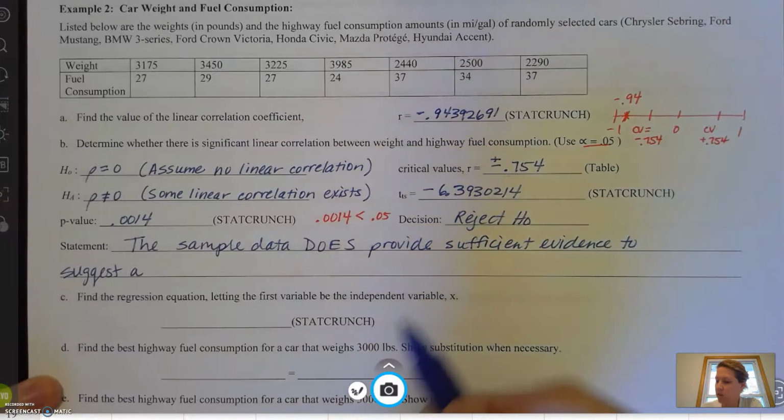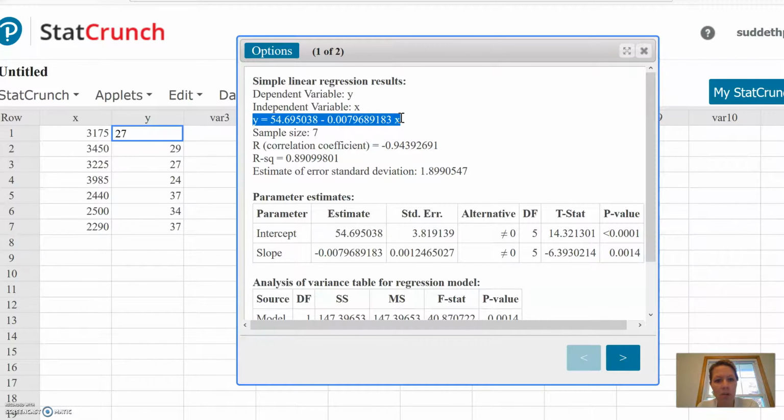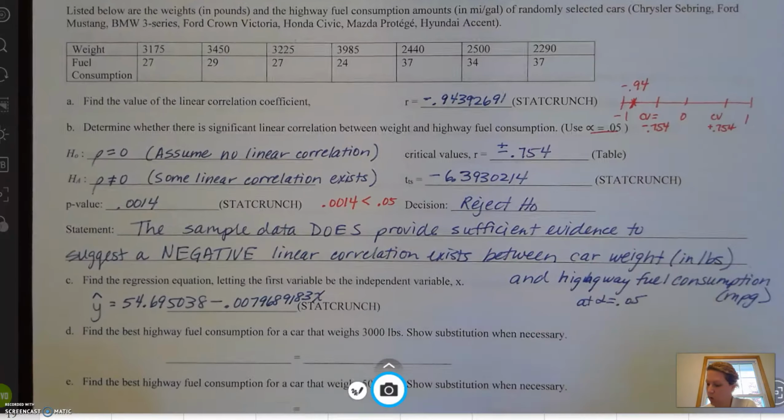54.695038 minus 0.007968918. Remember, the component with the x is the slope, so that's negative, and the y-intercept is the 54. Sometimes you might see it written the other way around. On D, it says, find the best highway fuel consumption for a car that weighs 3,000 pounds. So what we're going to have to do is substitute 3,000 into that equation. So let's go ahead and write that out.